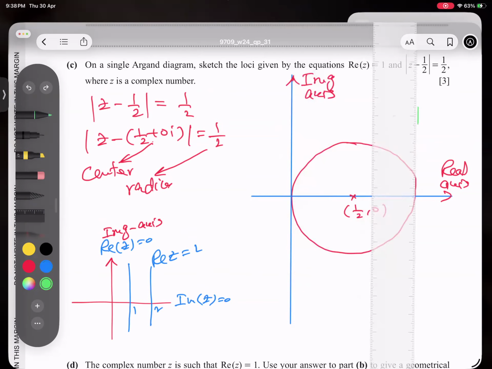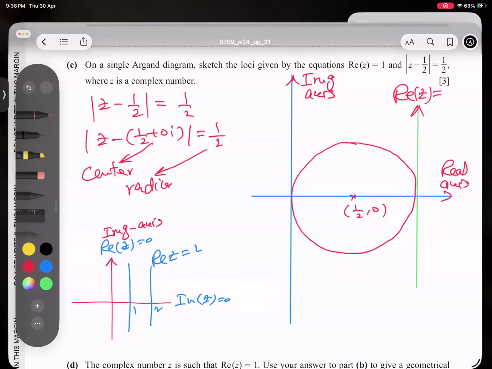I'm going to make a line here. There's a line. And I'm writing now, even on the line here, real of z is equal to 1. And we have done it. And he said on a single diagram, sketch the loci of this and this both together. That's it. We have done it, students.